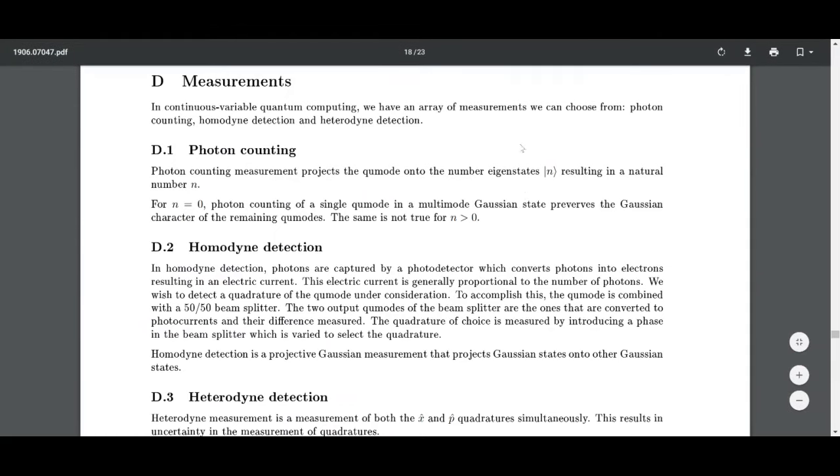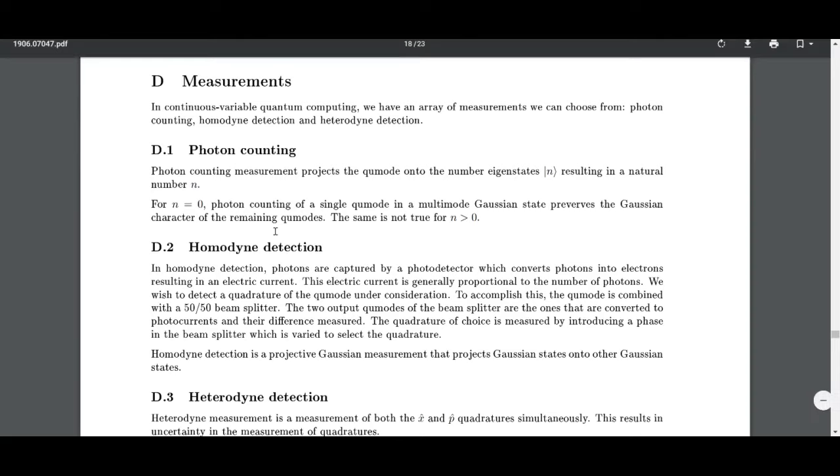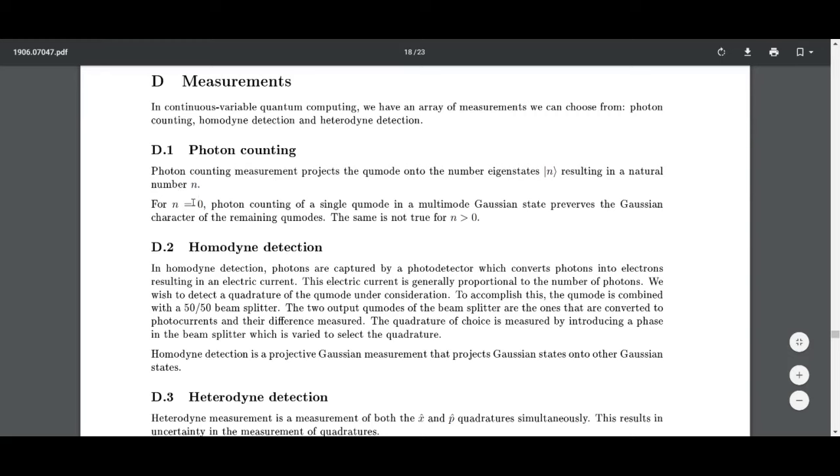You know what? I'll have to do maybe some quick search on eigenstates and eigen stuff because it's being mentioned everywhere, and I'm not really super familiar with the concept. In a natural number n, for n equals 0, photon counting of a single Q mode in a multimode Gaussian state preserves the Gaussian character.